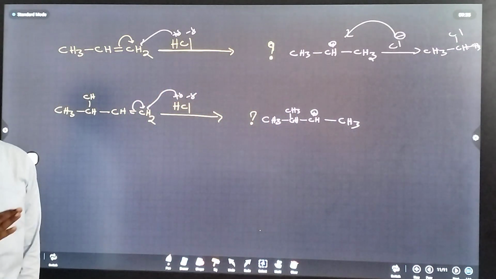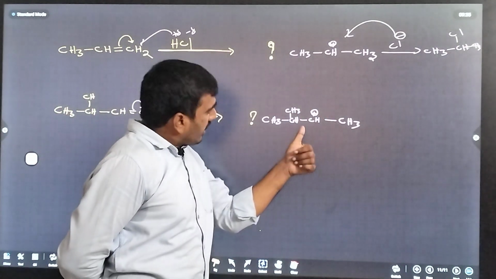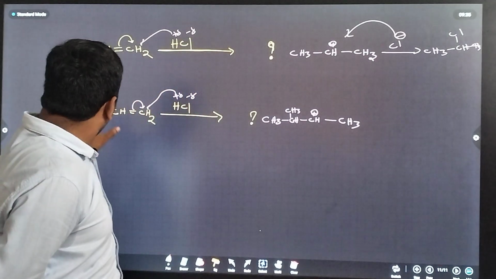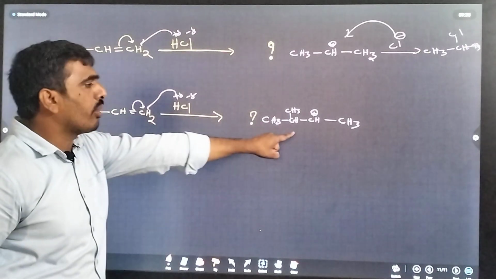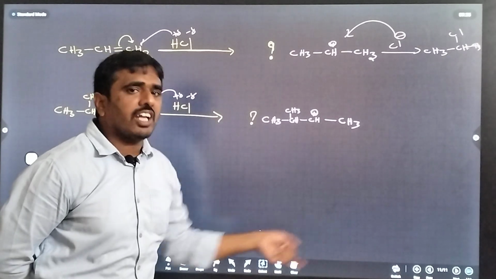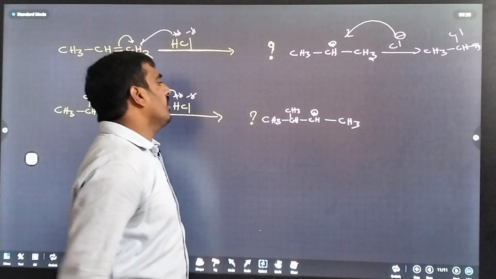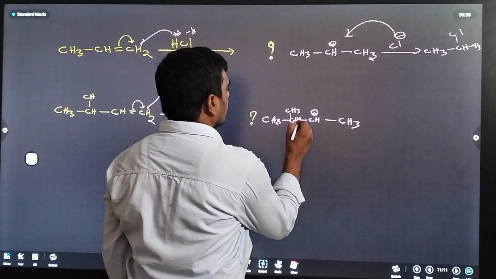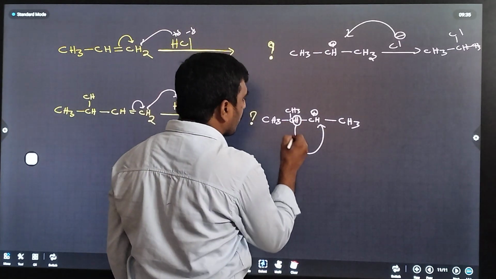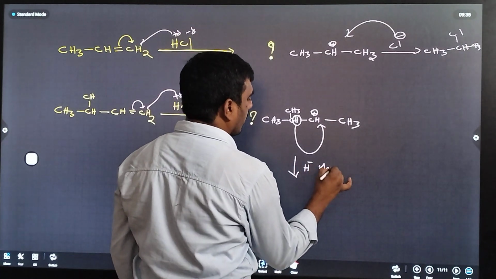This is the secondary carbocation. In this carbocation, rearrangement takes place. In electrophilic addition reactions, a carbocation is formed as the intermediate, so rearrangement takes place in that reaction. A less stable carbocation rearranges to a more stable carbocation. So this hydrogen atom is displaced towards here: a hydride ion, H minus, shift.